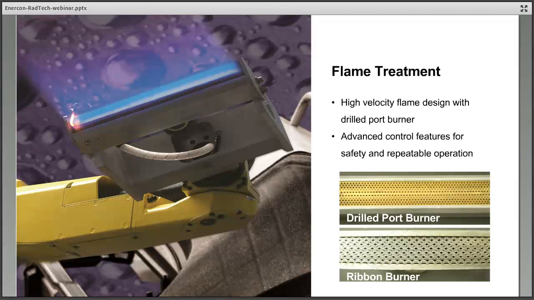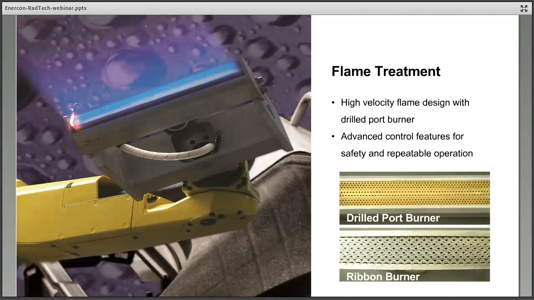A more traditional burner, if you've ever worked with flame treating before, is called a ribbon burner. You'll see the photo here in the bottom right hand of your screen. So you can see very quickly some of the benefits of going to the drilled port burner. A ribbon burner does have a lot more variability to it.